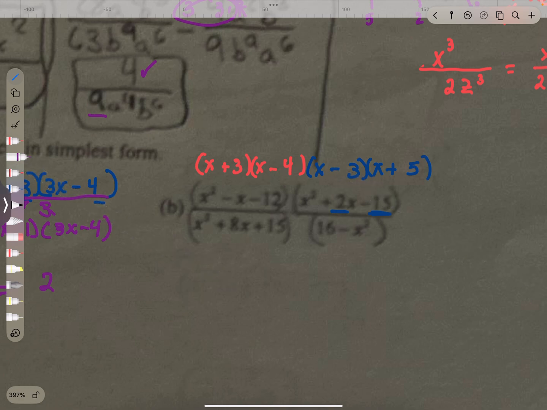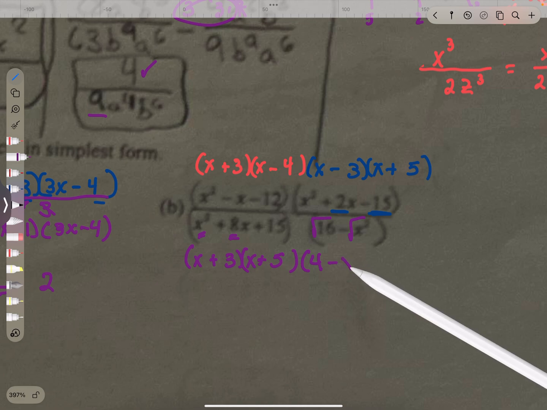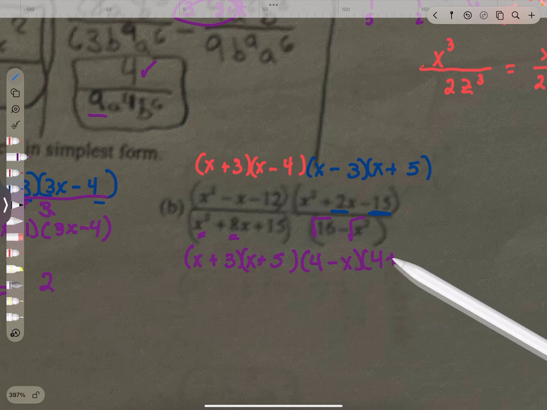There's the top factored. Got another three-termer. Starts with an x squared, so it's just x and x. And let's see, multiply to 15, 3 times 5, both of them positive, so they add to the 8. And then, there's that difference of squares again. You see them? 16 is a 4 squared, x squared is an x squared. So you just square root these to figure out what goes in here. 4 minus x, 4 plus x.